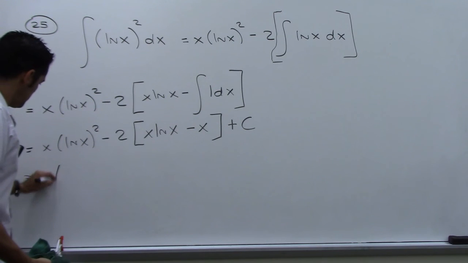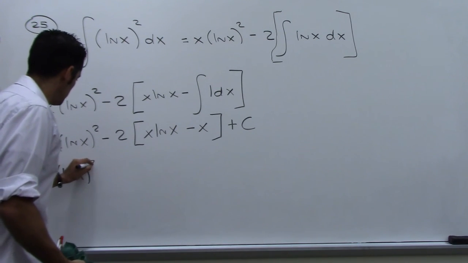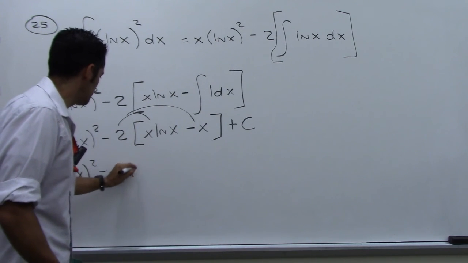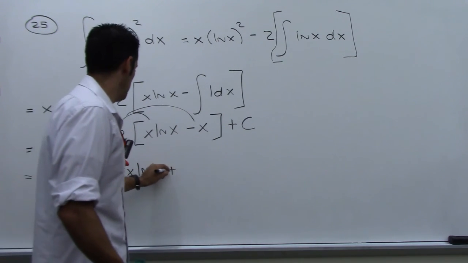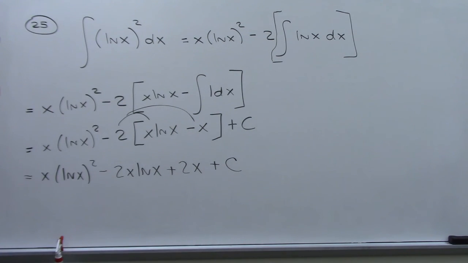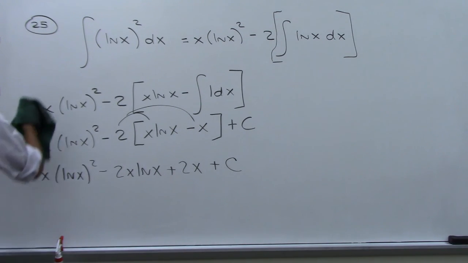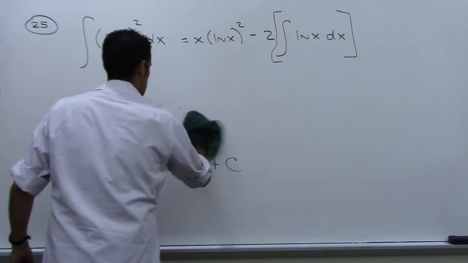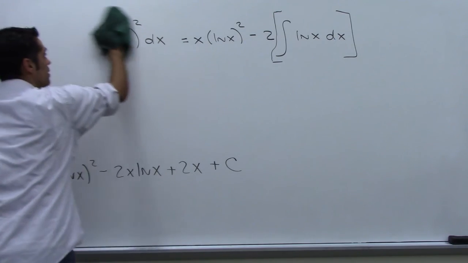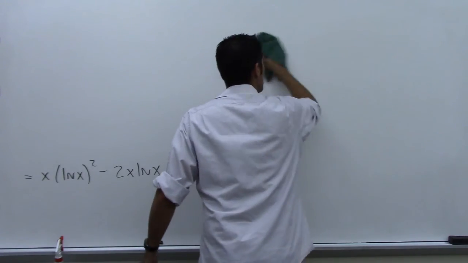So x natural log x squared minus, distributing, so we get minus 2x ln x plus 2x plus c. And that's it. So I'll check this one again. It'll take about 2 more minutes. All right. Okay. So I'll differentiate this one just to check it.